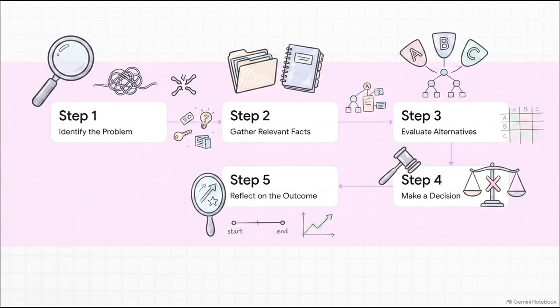So, what happens when you do get those conflicting instructions? Well, there's a foolproof 5-step ethical decision-making model you can lean on. Step 1. Identify the problem. Step 2. Gather relevant facts. Step 3. Evaluate alternatives. Step 4. Make a decision. And Step 5. Reflect on the outcome. You don't need to panic when things get tricky. Just follow this exact procedure to logically analyze and resolve the situation.